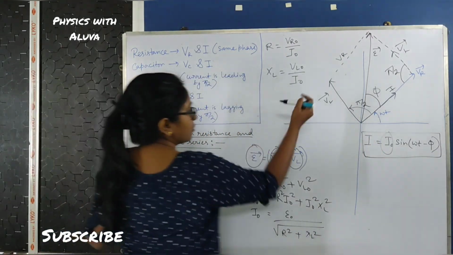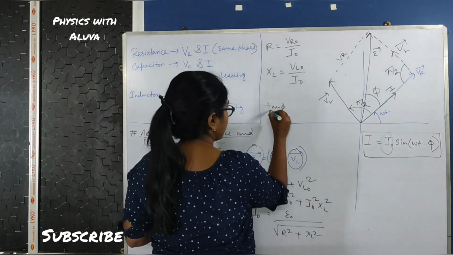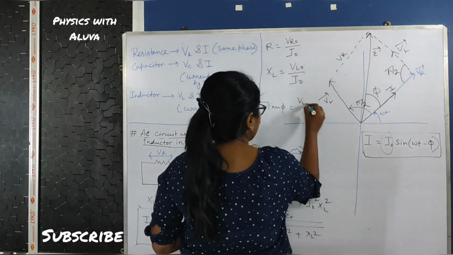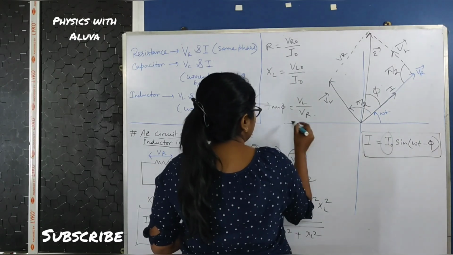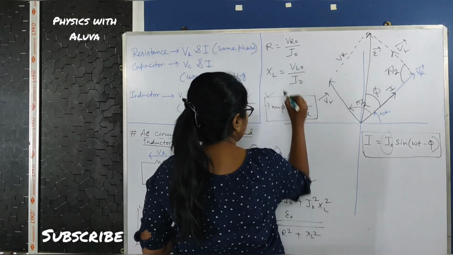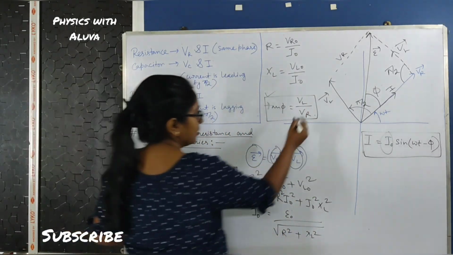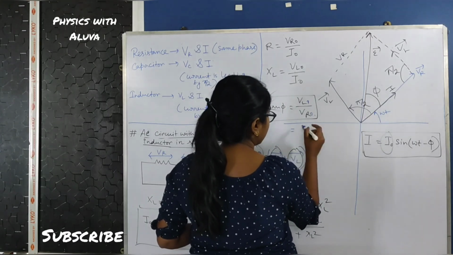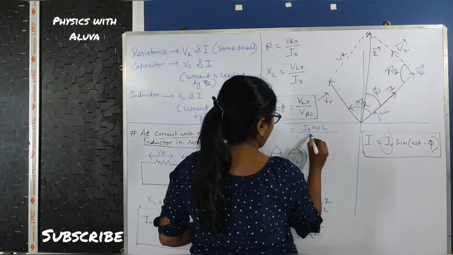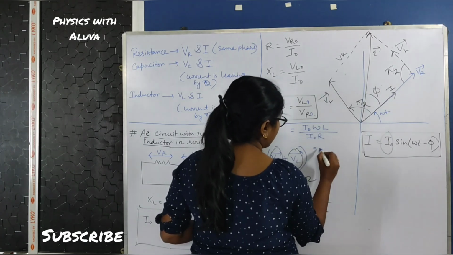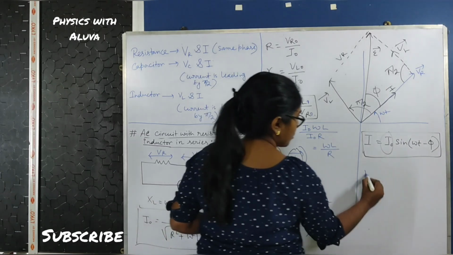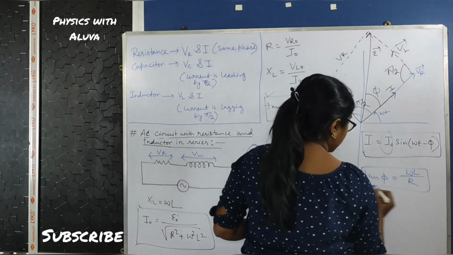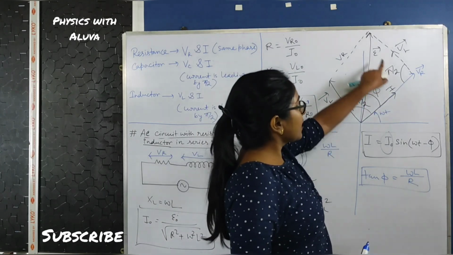And we can also write the expression of tan phi from here. We can see this is the base, this is the perpendicular. So here VL divided by VR, this is the value of tan phi. And you can see this is VL naught, this is VR naught. So in place of VL naught we can write I naught omega L, and here I naught R. So finally we will get omega L by R. So tan phi is equal to omega L by R. This phi is the phase difference between the current and the net voltage.